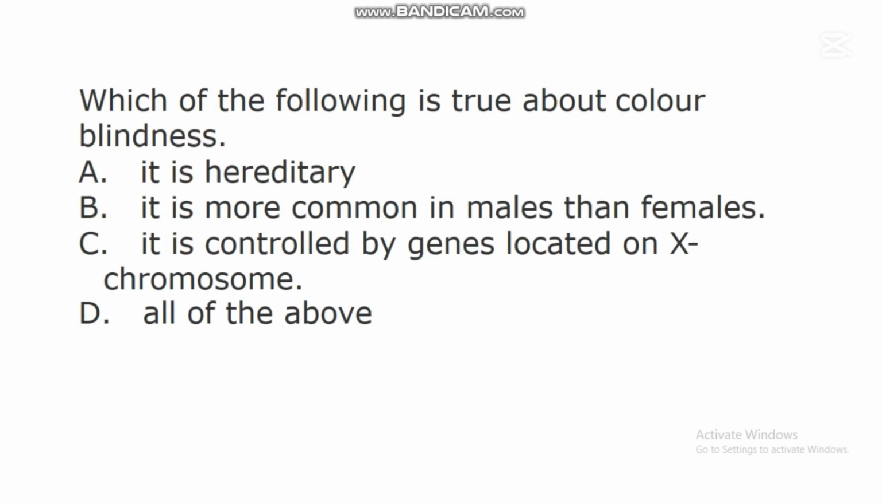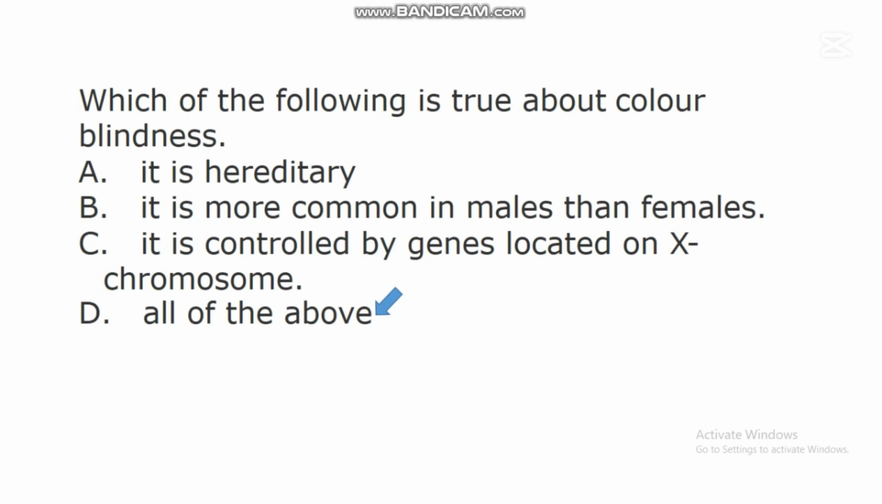The next question says, which of the following is true about color blindness? A, it is hereditary. B, it is more common in males than females. C, it is controlled by genes located on X chromosome. D, all of the above. In this question, the correct answer is D, all of the above.